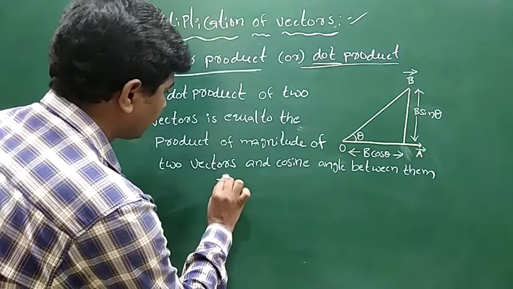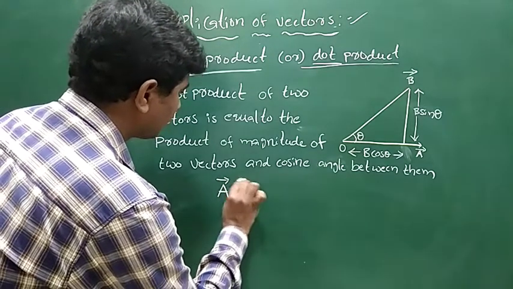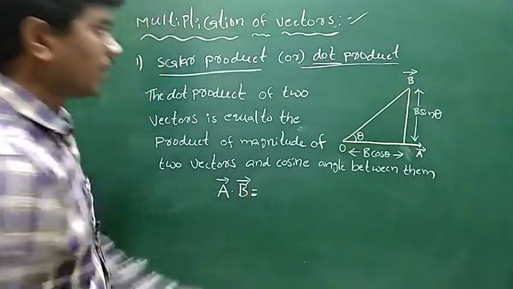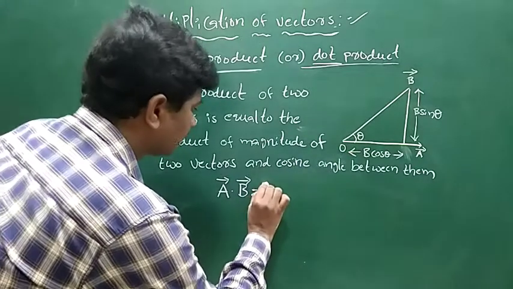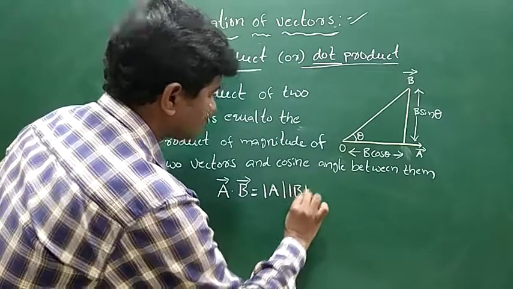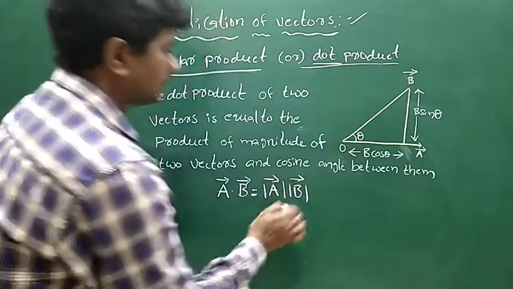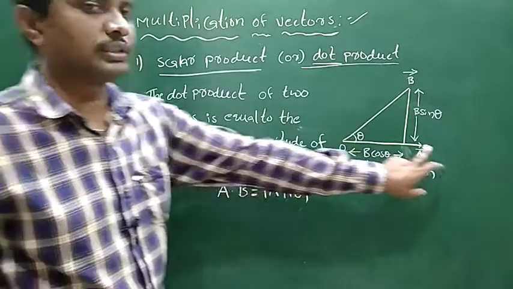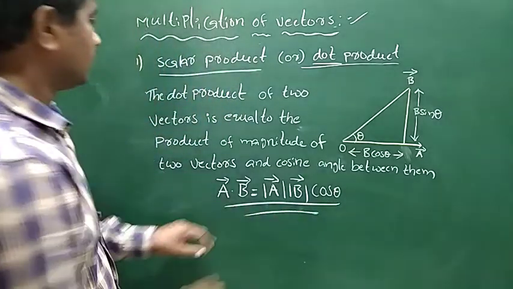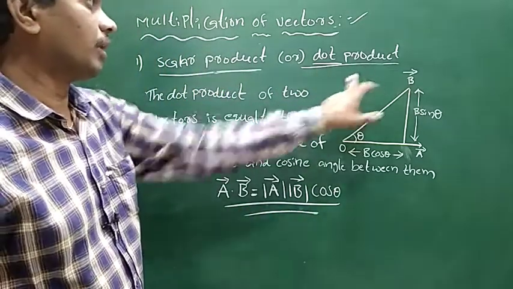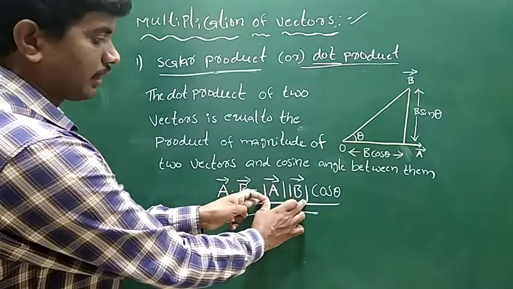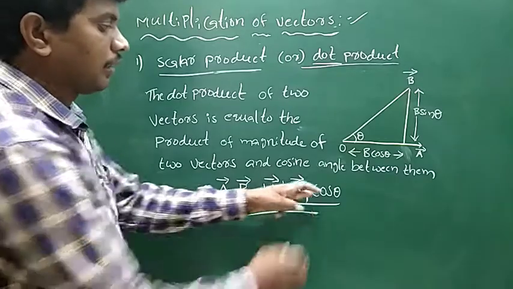The dot product of two vectors, A bar dot B bar, is equal to the product of the magnitudes of the two vectors, mod A and mod B, and the cosine of the angle between them, cos theta. This is the statement of the scalar product or dot product: A and B are two vectors, and A bar dot B bar is equal to the product of the magnitudes of A bar and B bar and the cosine of the angle between them.